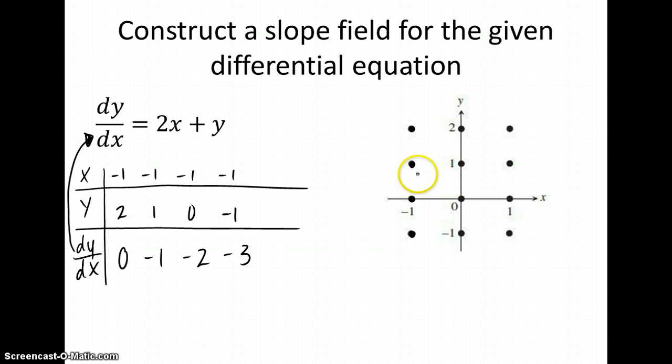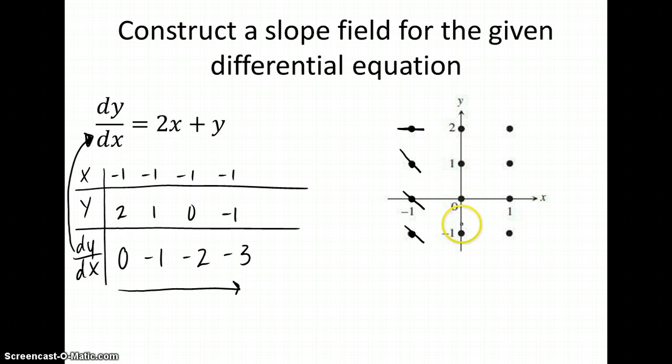So now at these exact points, we draw tiny little segments with the given slope. So (-1, 2), the slope of the function at that point is 0. So horizontal line. At the point (-1, 1), the slope of the line is -1. So I draw a segment with a slope of -1. At (-1, 0), the slope is -2. At (-1, -1), the slope is -3. So our slopes, notice what your dy/dx is doing here, it's getting smaller.